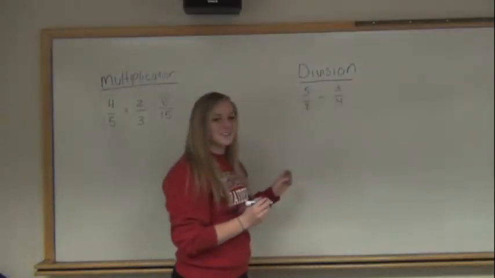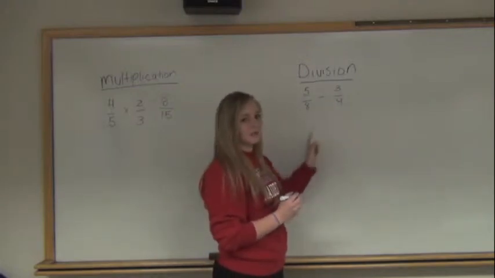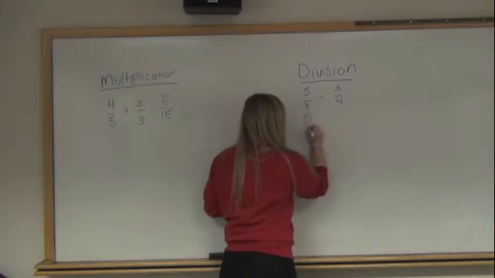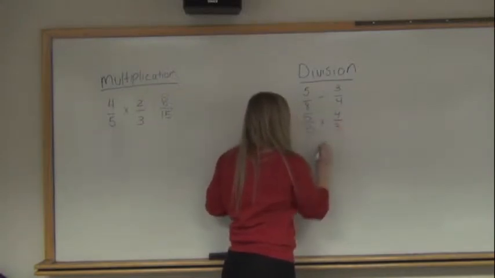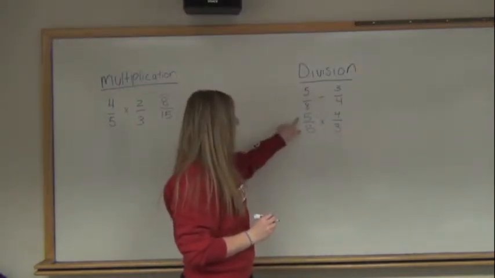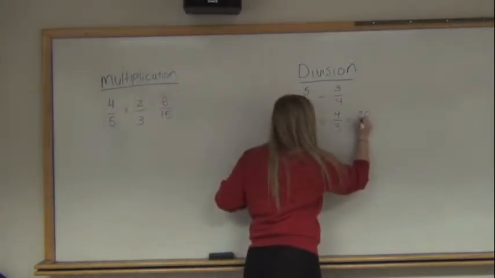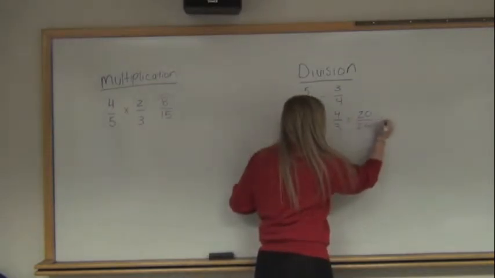When dividing fractions, you multiply the first number by the reciprocal of the second number. So you're multiplying again, doing the same thing we did over there. Multiply the numerators, so you get 20, and then the denominator, you get 24.